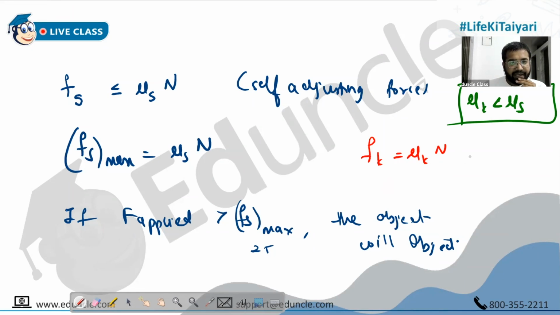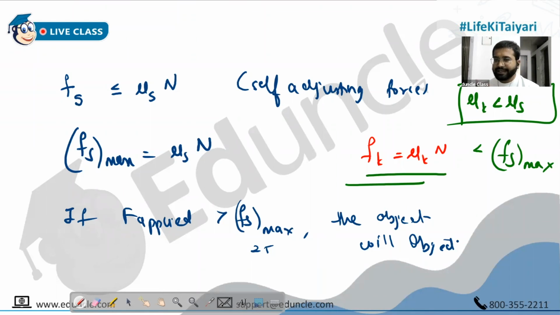Fk, which is mu k into n, is always less than the maximum static friction. The value of Fk is less than maximum static friction. Any questions? Anyone? Please ask. Chalo, next.